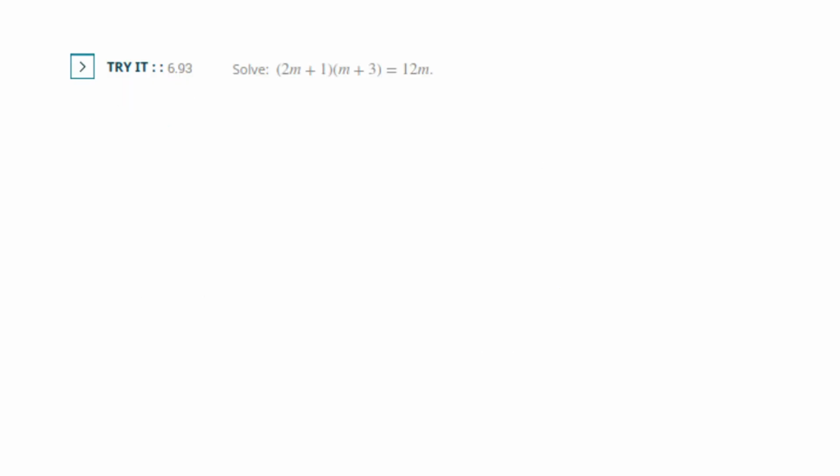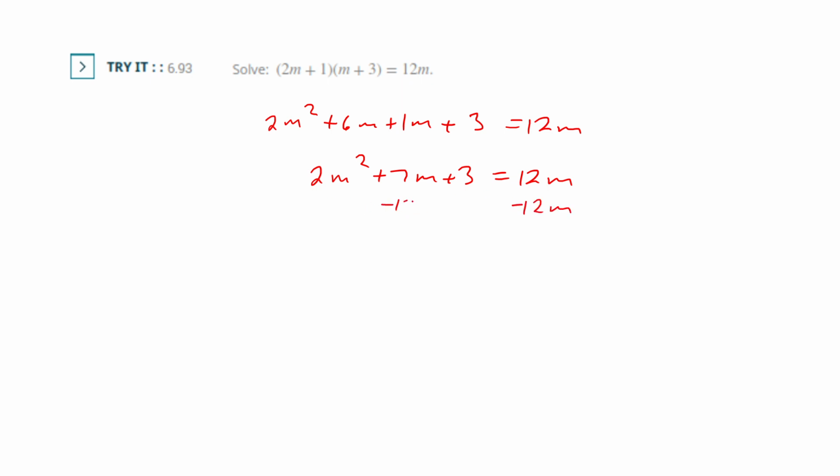Okay, I'd really recommend you stop the video and try this one, and I'll show it. Alright, so far all I've done is FOIL that out and combine like terms. Now we're going to subtract 12m from both sides.